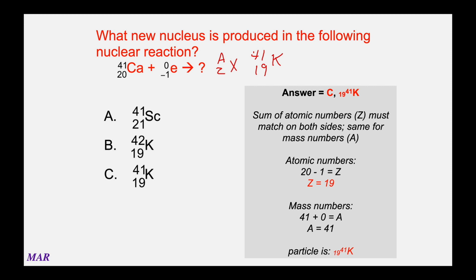So this would be a potassium-41 isotope that has been created. Again, same thing: the lower left-hand numbers on the reactant side must equal the lower left-hand numbers on the product side, and the same thing for the mass numbers. The upper left-hand numbers on the reactant side must equal the upper left-hand numbers on the product side. You just let them equal each other, see what's happening, good to go.